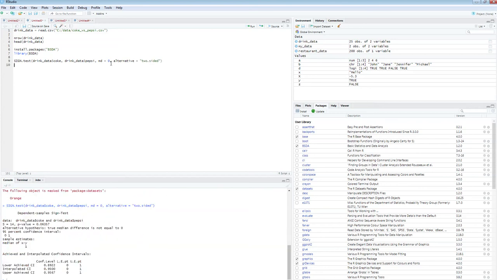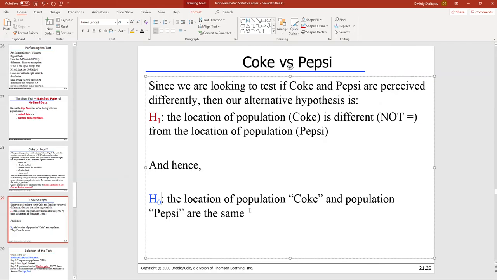Okay, and that's enough. All right, so I run the test, and here's my p-value. You can see that the p-value is 0.06. It's barely higher than 0.05, right? 0.06357, but still higher than 5%. All right. So what does that mean? That means that I failed to reject my null in favor of the alternative. Okay. So what does my null say? My null says that the location of population Coke and population Pepsi are the same.